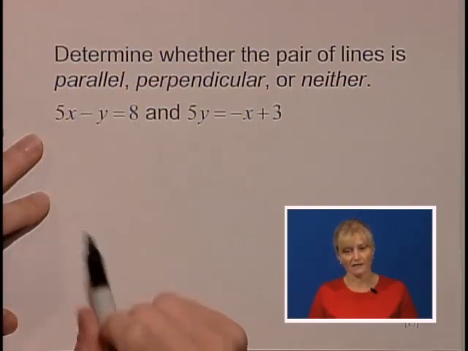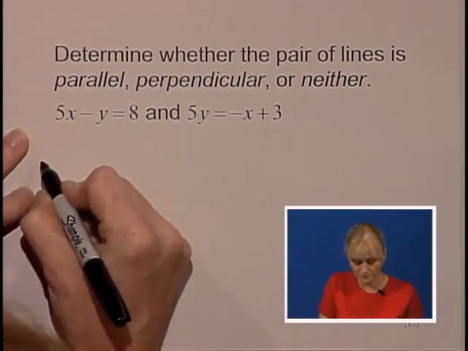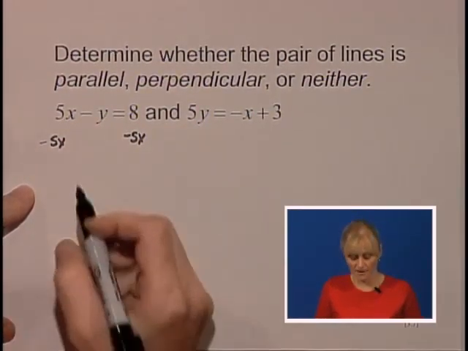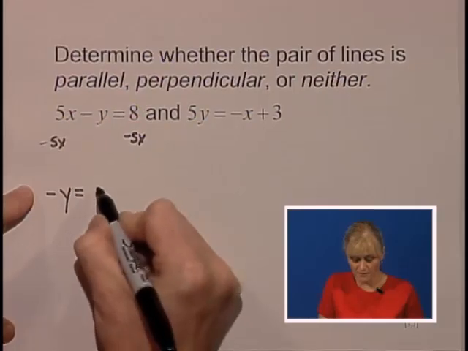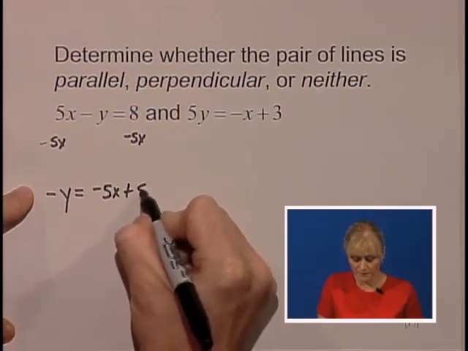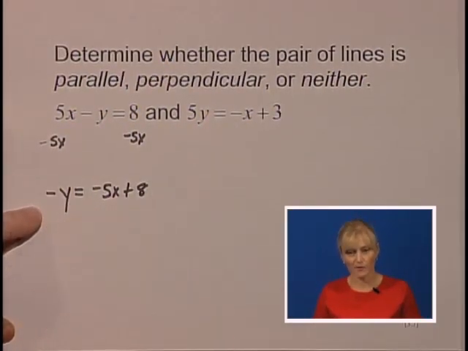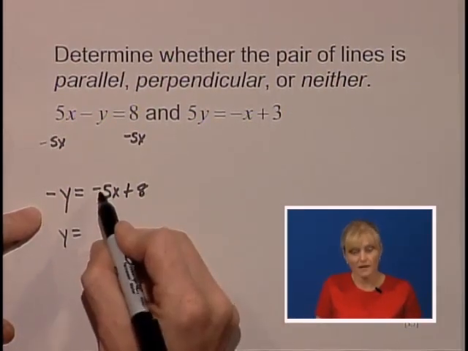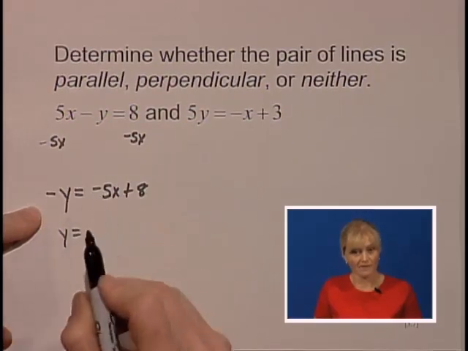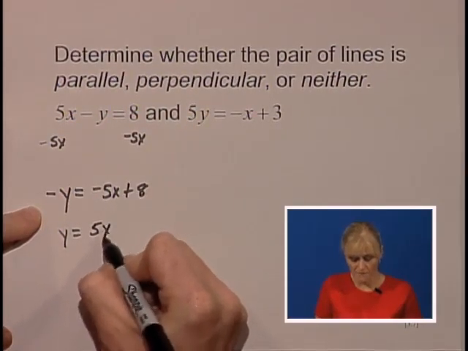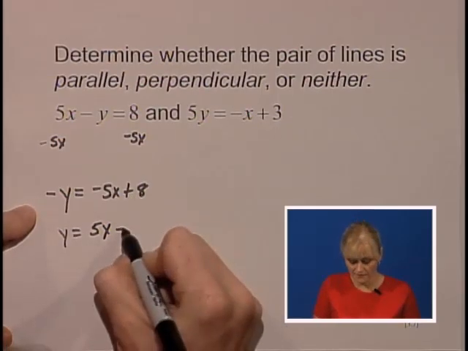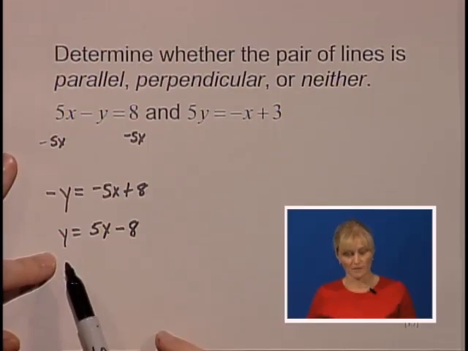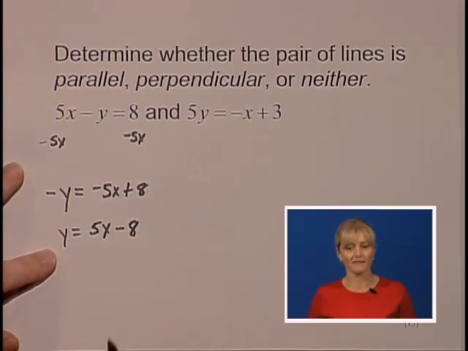So I'm going to subtract 5x from this first equation. If I subtract 5x from both sides, I'll have minus y is equal to minus 5x plus 8. Again, isolating y, we're going to divide or multiply through by negative 1. We'll have y is equal to negative divided by negative, or negative times negative, gives us positive 5x, and a positive times a negative gives us a minus, so a minus 8. So we've rearranged our first equation into the slope-intercept form, y equals 5x minus 8.